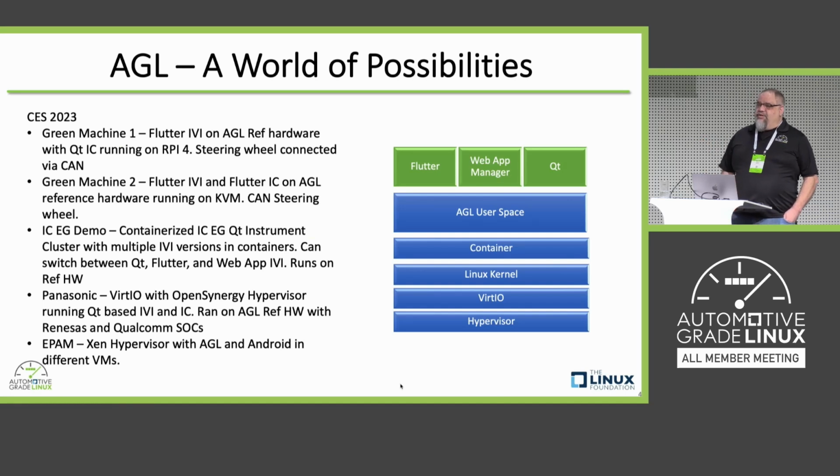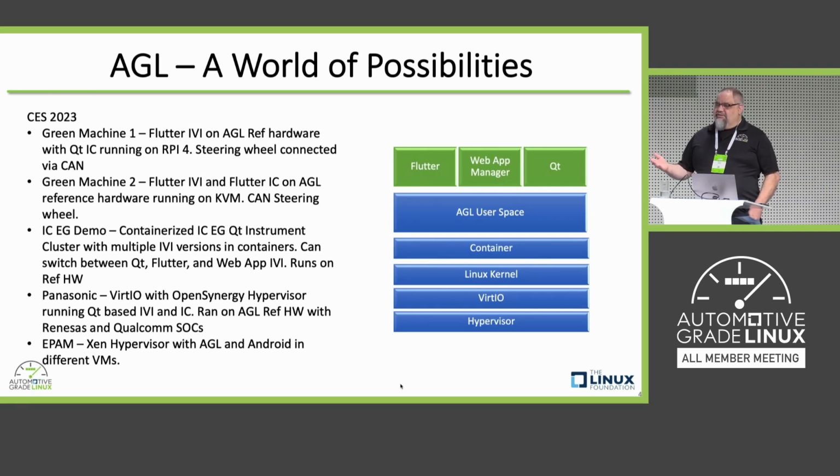We're going to show that one next week at Embedded World, as well as one of our green machine demos. Then Panasonic, like Mizuyama-san discussed earlier, had a great CES demo, running yet a different version of things on top of AGL on the reference hardware. And then they were actually able to show Qualcomm hardware, as well as the Renesas RCAR 3 hardware. And yet another version, EPAM, had a wonderful demo where they were showing some of the concepts that were being developed with ELISA, the Embedded Linux and Safety Applications project. And they were running basically AGL on top of a Xen hypervisor with Android in another virtual machine.